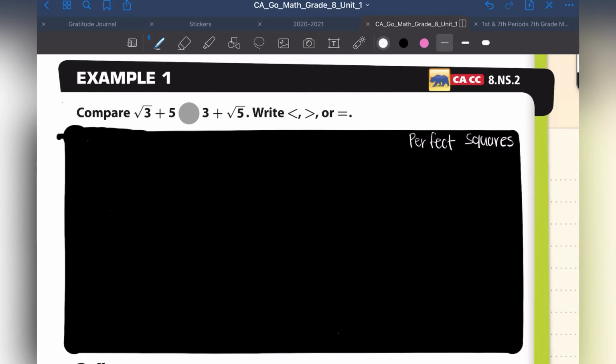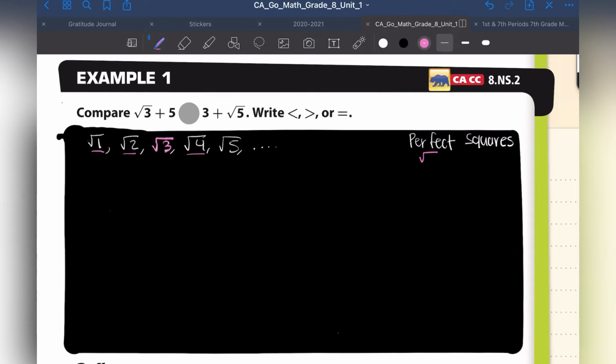We also need to put them in order, right? We have the square root of 1, square root of 2, square root of 3, square root of 4, square root of 5, and it continues going on forever. Now, the square root of 3 is between the square root of 2 and the square root of 4.